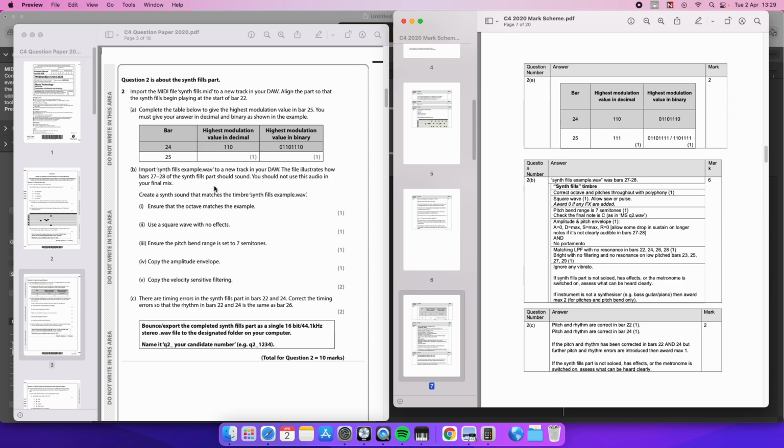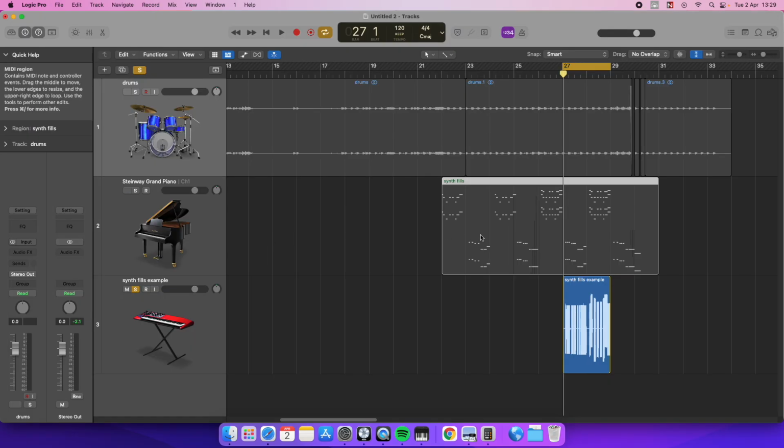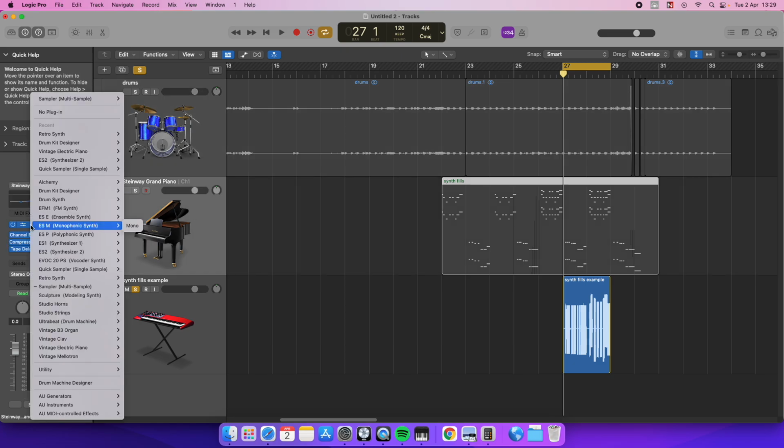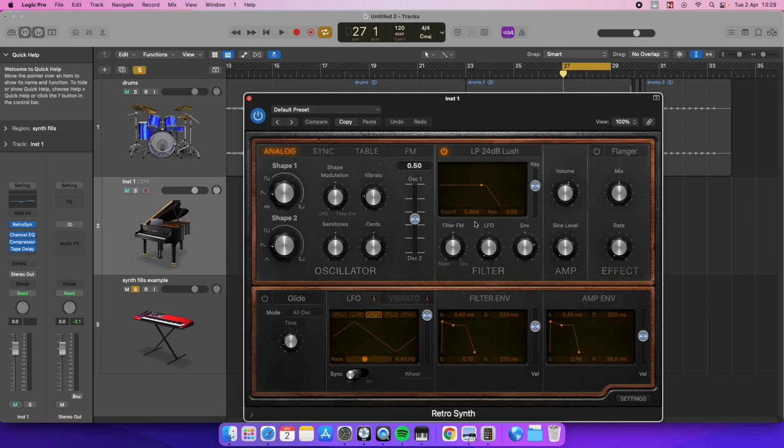The following illustrates how bars 27 and 28 of the synth fills part should sound. So I assume we just apply it to the entire synthesizer. I'm not going to just automate a synthesizer in. So we're just going to slap it on. We've got a Steinway. We're going to take away our Steinway. We're going to put in a synthesizer instead. Let's pop in the Retro Synth.